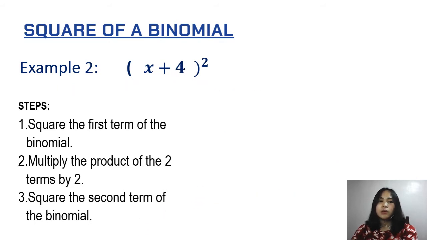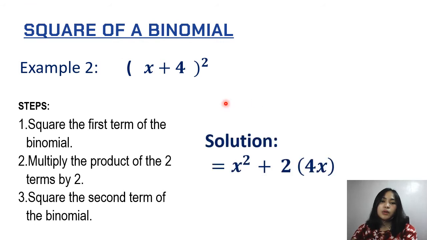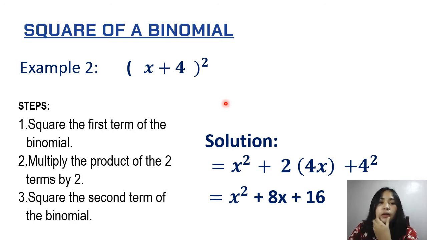So, let's have another example. But if we have x plus 4, if we'll use it mentally, it is easier for us to solve this one. Because this last term, we will have to make it multiplied by 2. So, 4 times 2, 8. And if we square this one, it becomes 16, right? So we will just use this step. Now, we have here x squared plus 2 times 4x plus 4 squared is equal to x squared plus 8x plus 16. So ito yung dapat i-remember.